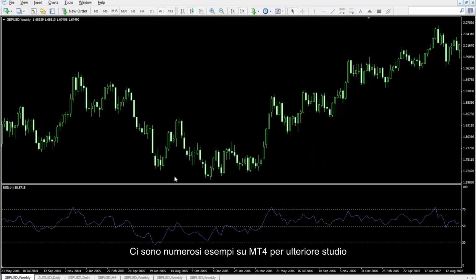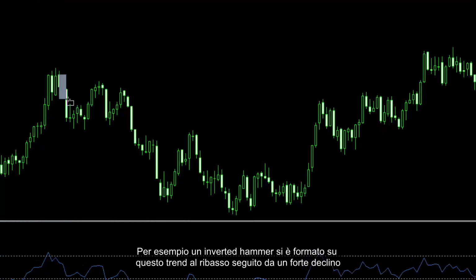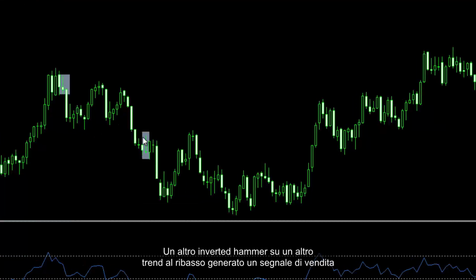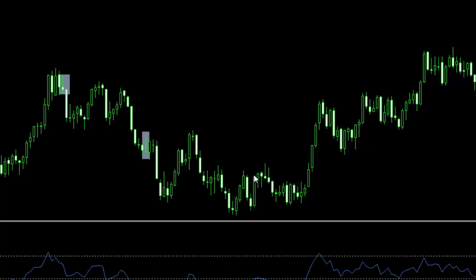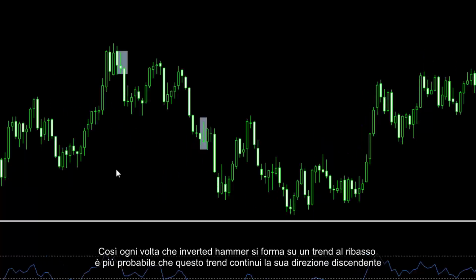There are numerous examples on MetaTrader 4 for further study. For instance, an inverted hammer has formed on this downward trend, followed by a sharp decline. Another inverted hammer on another downtrend generates a sell signal. Thus, whenever an inverted hammer forms on a downward trend, it is more probable that the trend continues its descending direction.